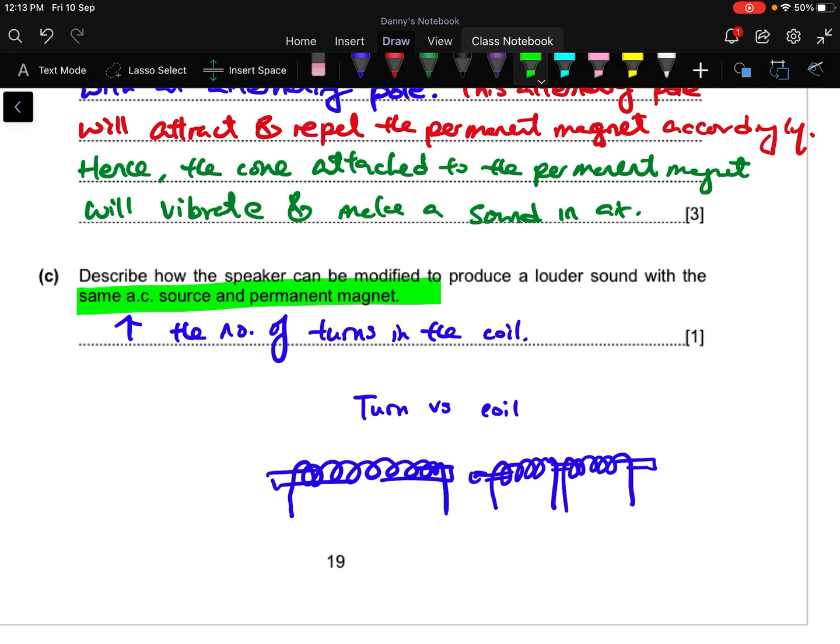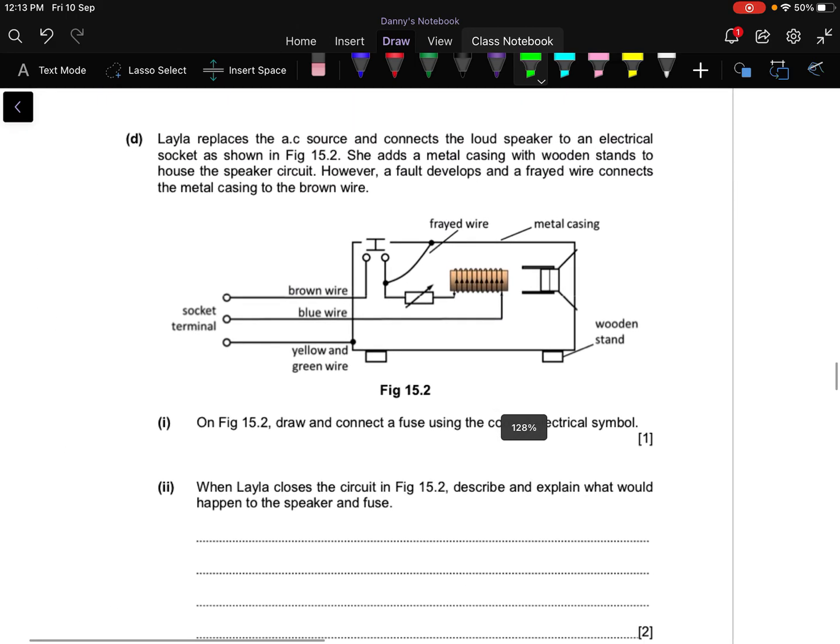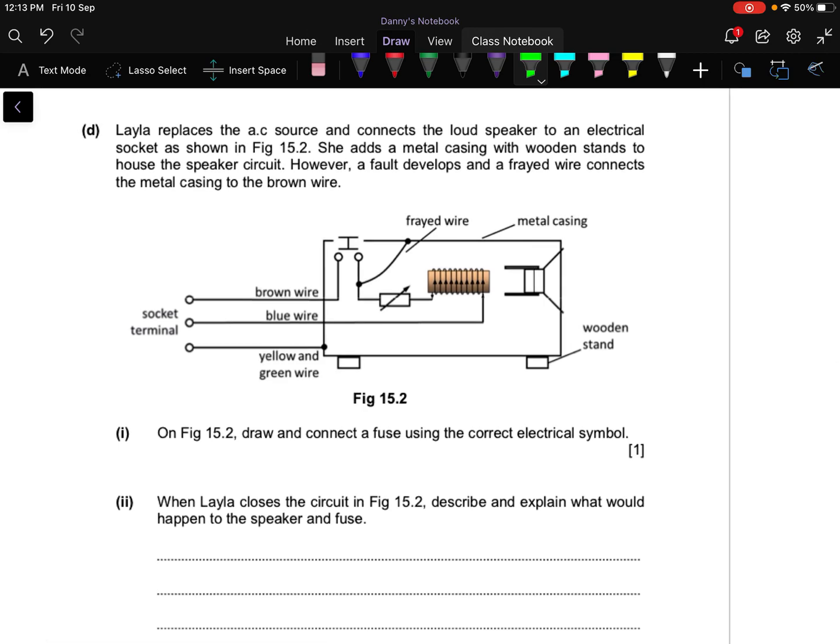Okay, so the correct answer will be to increase the number of turns in the coil. In this question, I purposely wrote a statement like that so that you cannot tell me that you are going to increase the current, increase the voltage and all that. All these are not allowed, right? You are not even allowed to tell me that I want a stronger permanent magnet.